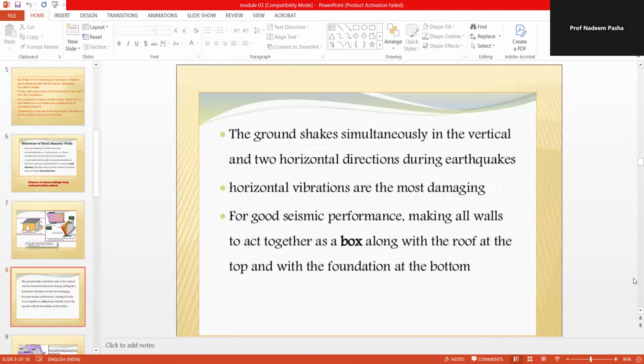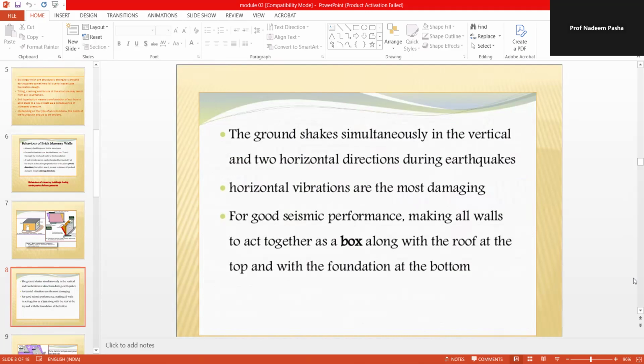The ground shakes simultaneously in the vertical and two horizontal directions during an earthquake. So how does the ground shake during an earthquake? It will move in the vertical direction as well as in two horizontal directions. Horizontal vibrations are the most damaging. See here, as I said, horizontal forces or lateral forces are responsible for earthquake damage. Horizontal vibrations are the most damaging.